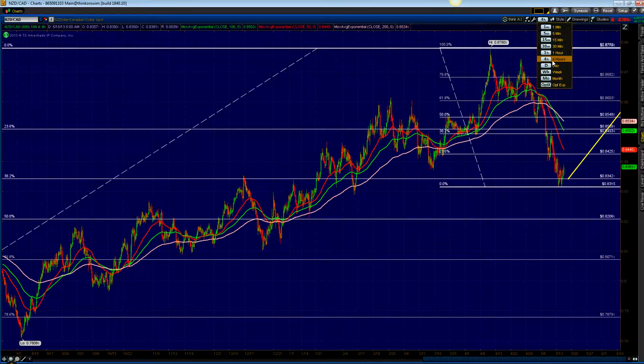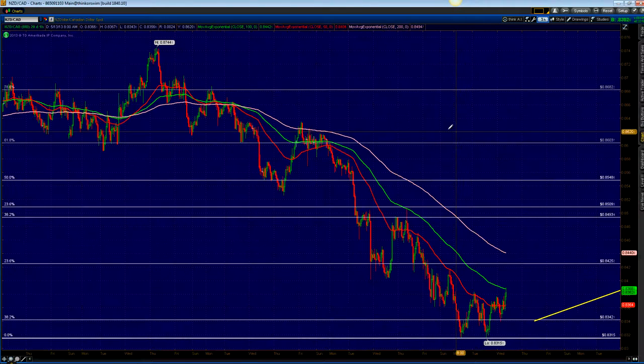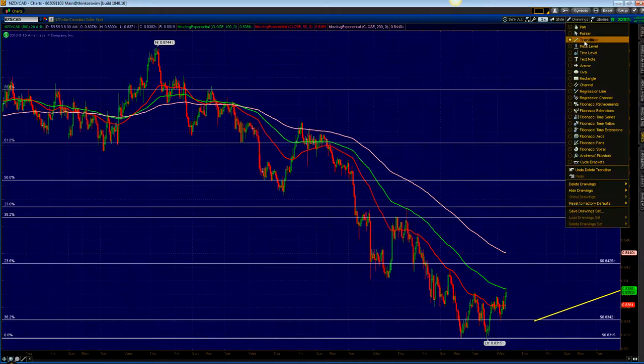There's the possibility that the CAD starts to catch up to its Kiwi and Aussie counterparts, which means dollar higher. But I think there is a significant possibility that even if Aussie and Kiwi don't bounce against the dollar, even if they just stay where they are and consolidate after their significant drop, we could see Kiwi CAD and Aussie CAD push higher.